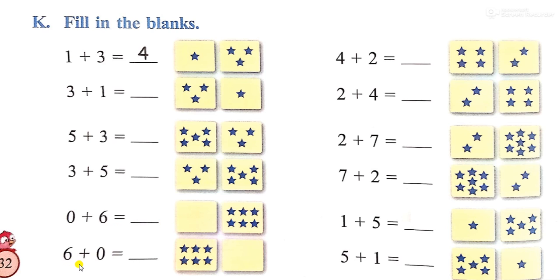Here also like that only. 6 plus 0 is equal to, so here also nothing is there. I have told you 0 has no value, so we put the number itself. So the answer is 6.